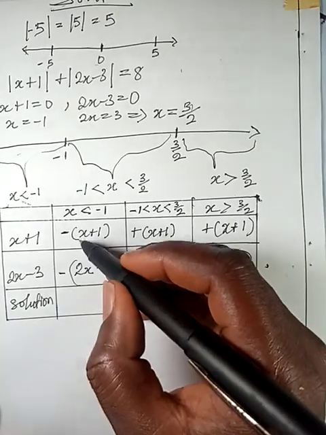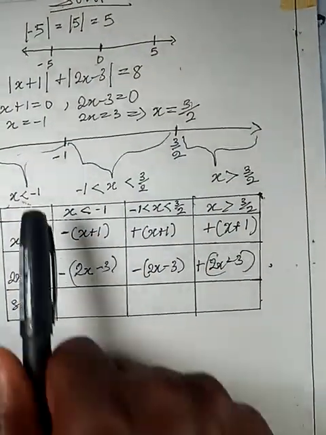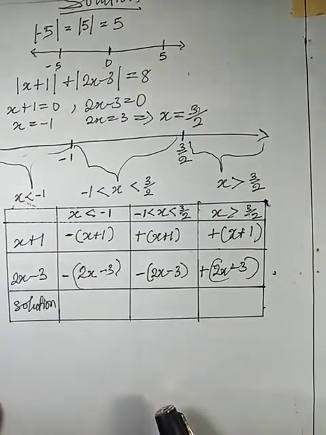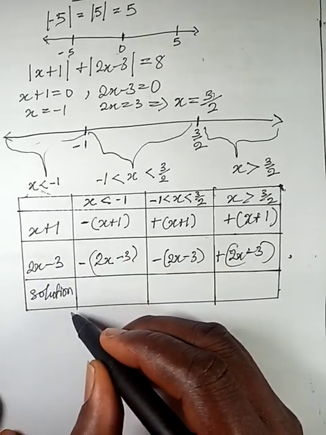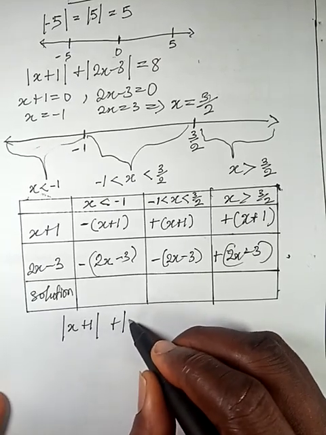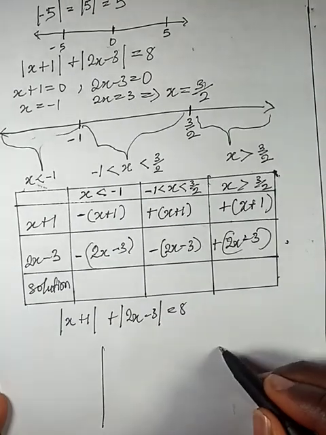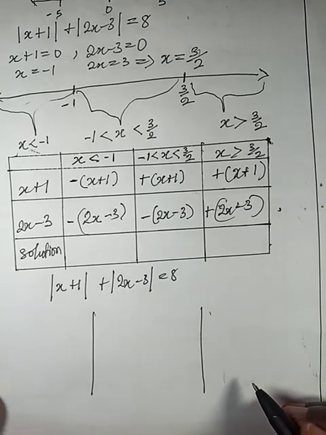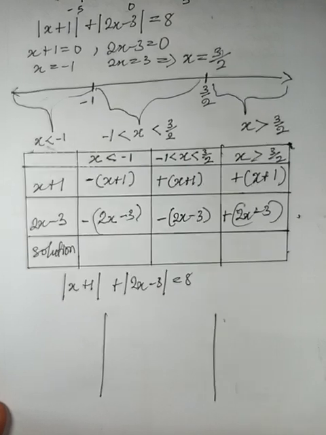So the next thing we do is we now solve this, drop the absolute value bars, and then see what we're going to solve. Now, solving here, remember the original equation is absolute value of x plus 1 plus 2x minus 3 is equals to 8. So I'm going to do this in 3-fold. The first one, I'm going to drop these 2 bars.